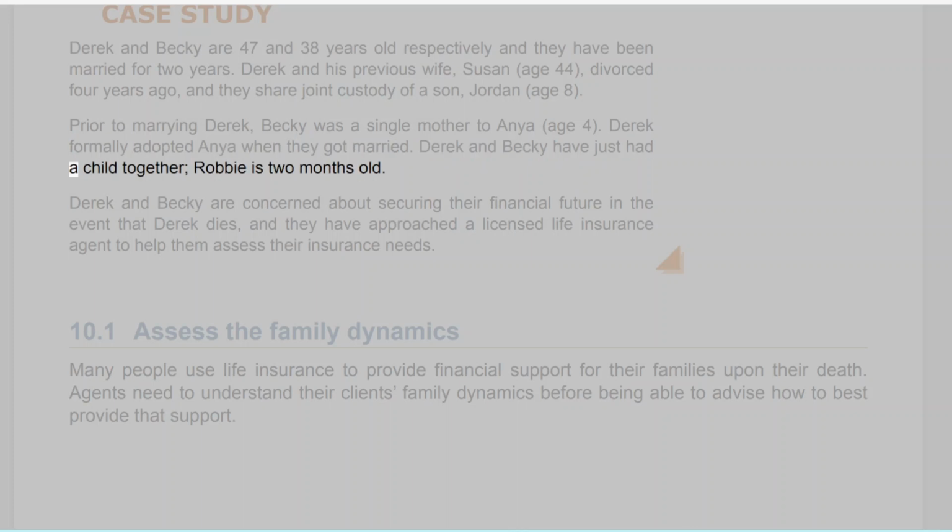Derek and Becky have just had a child together. Robbie is 2 months old. Derek and Becky are concerned about securing their financial future in the event that Derek dies, and they have approached a licensed life insurance agent to help them assess their insurance needs.